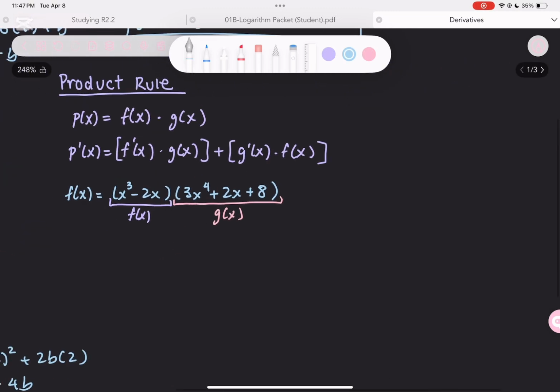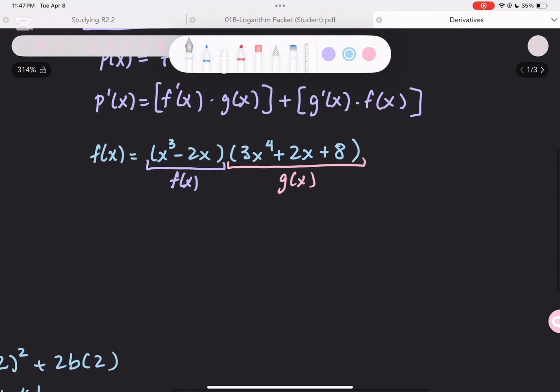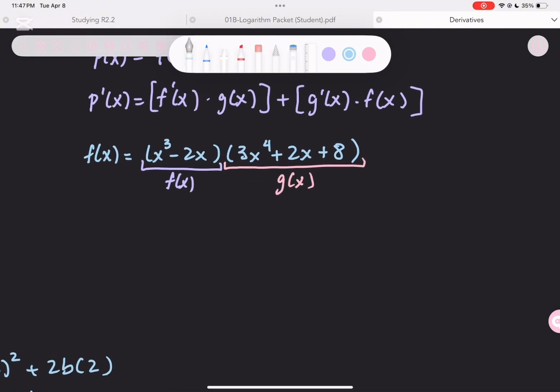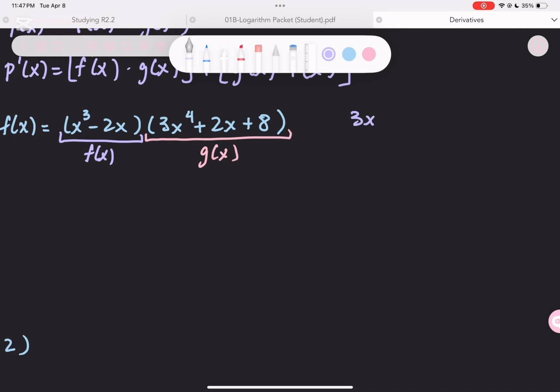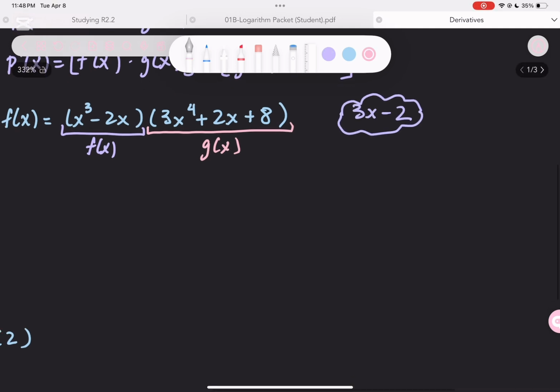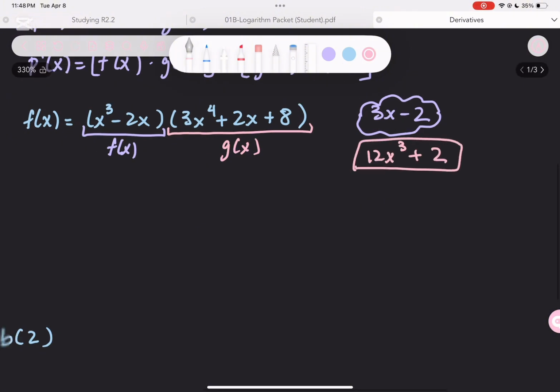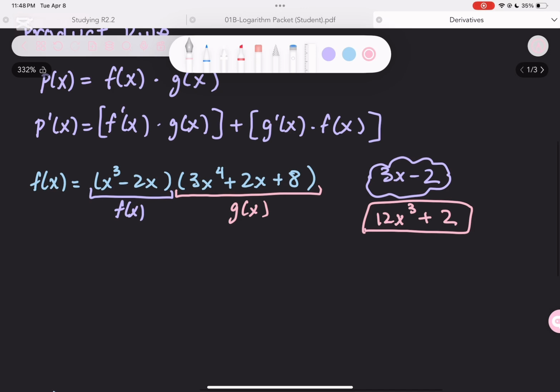So to make this simple for yourself, you should probably find the derivative of each of these first before actually calculating it. So the derivative of your f of x, which I'm going to do in purple, is going to be 3x minus 2. And then your g of x is going to be 12x to the 3 plus 2. Okay, so now you're going to apply the product rule here, right?